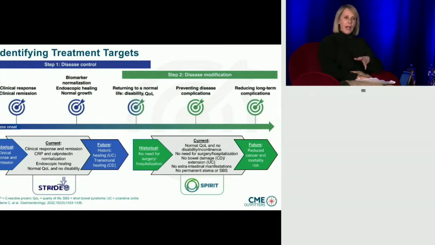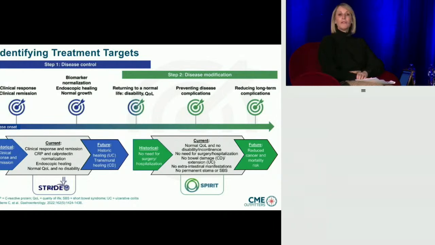We actually decided, based on the data between 2015 and 2021 for the second publication, STRIDE 2, that biomarkers became an intermediate goal. So you want symptom improvement, then you want an objective marker of biomarkers, and then at a year, endoscopy and some quality of life measures. That was what was put out in STRIDE 2.